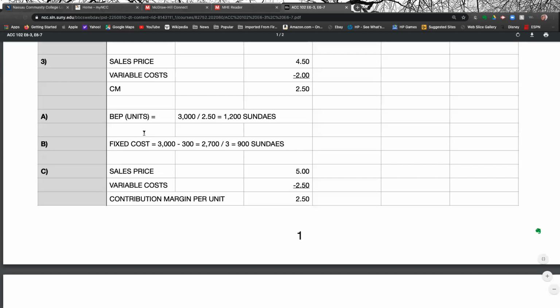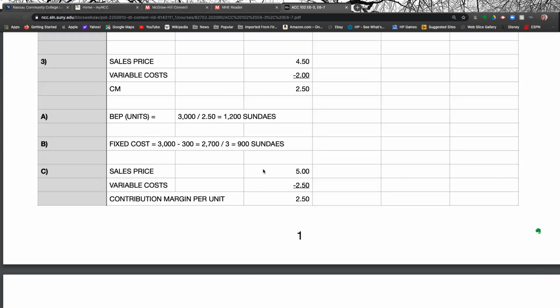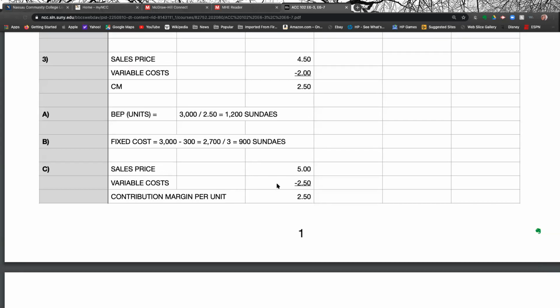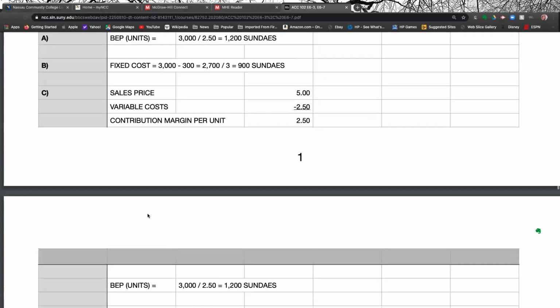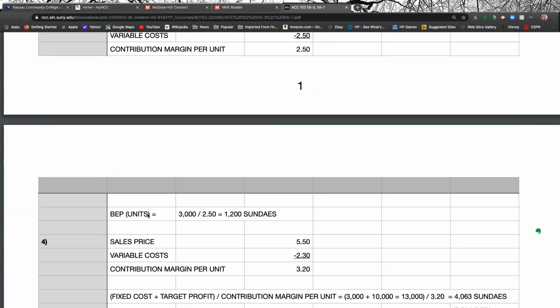All right, so what happens now? The sales price remains $5, but the variable cost increased 50 cents. The contribution margin now is $2.50. So break-even point, $3,000 fixed cost divided by $2.50 contribution margin is 1,200 sundaes, right? 1,200 sundaes.